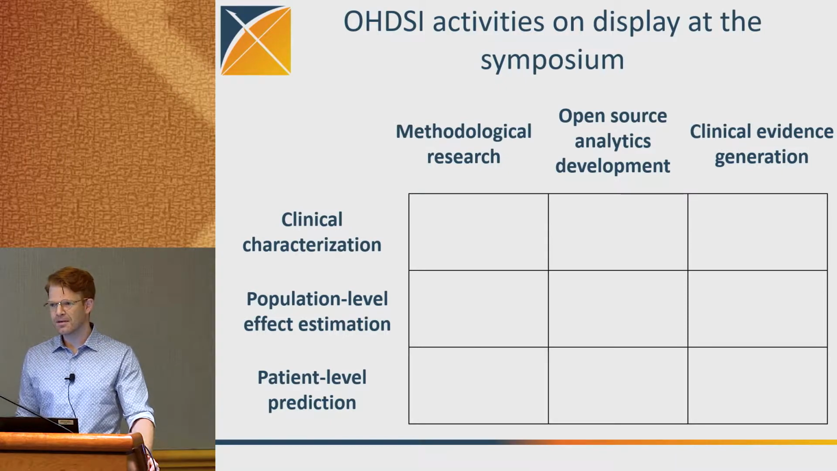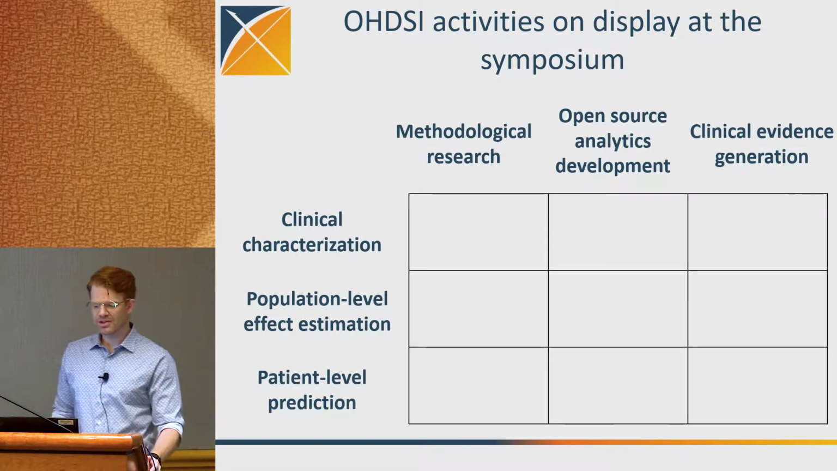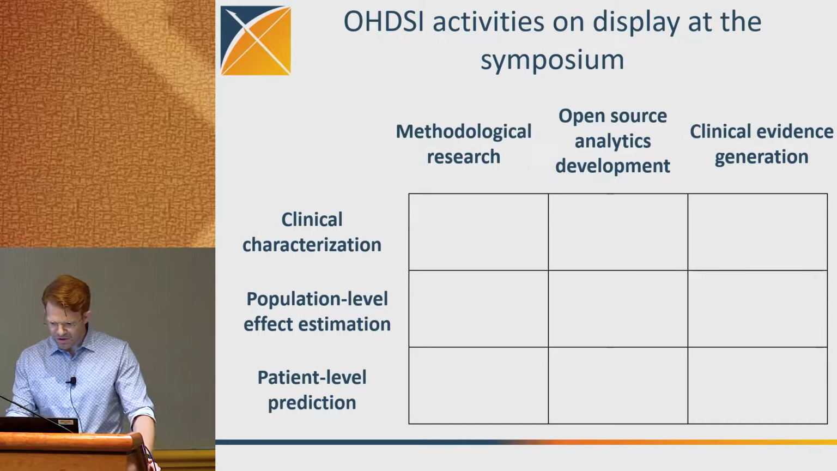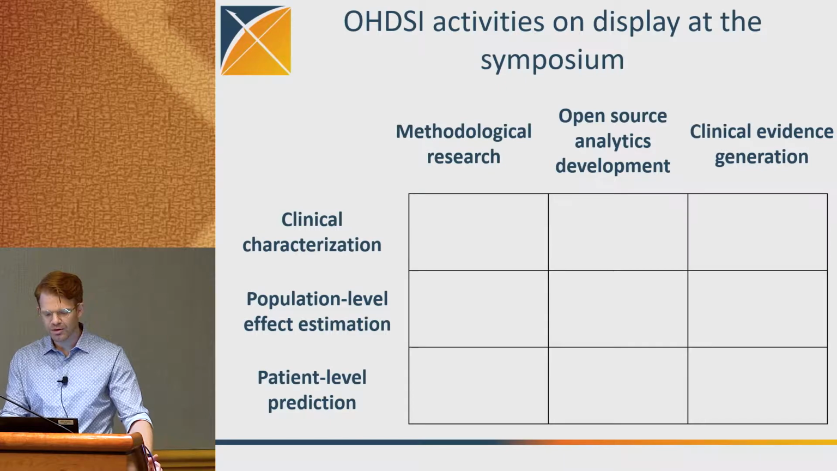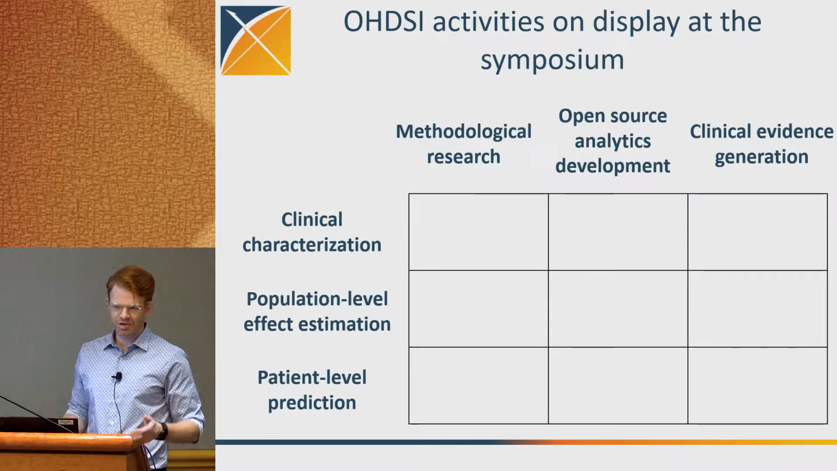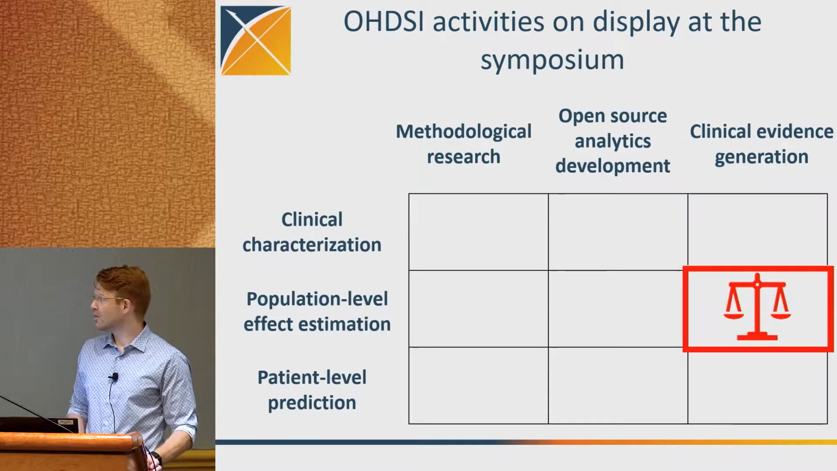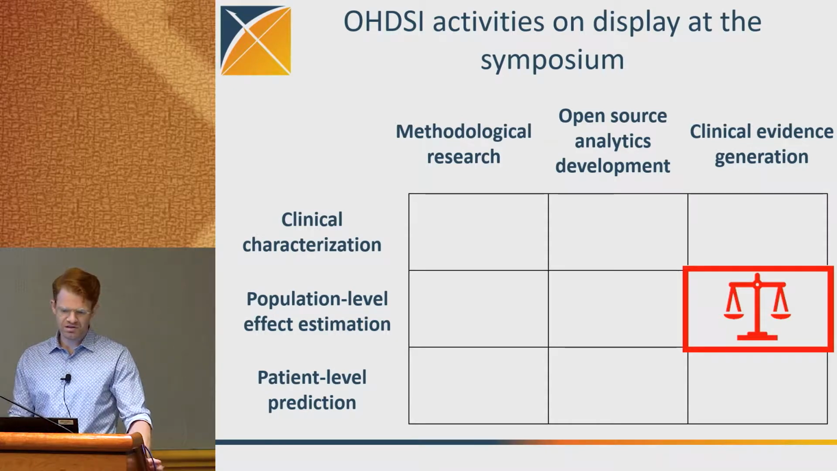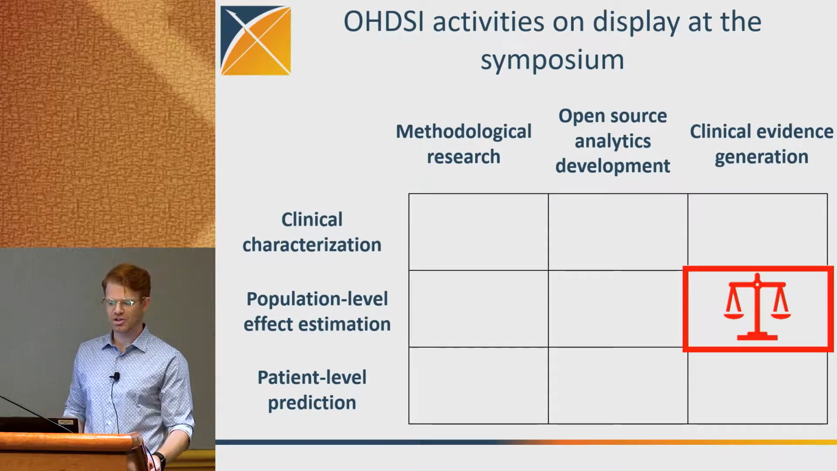And then all of these three use cases rely heavily on methodological research, establishing the scientific best practices and evaluating how well these best practices actually perform, and then the open source analytics is about encoding those best practices in software tools to make actually executing these things easy. And then lastly, there's the clinical evidence generation, which is sort of the end game of all of this. The point of it all is to generate useful evidence for patients and providers and all of the stakeholders that are involved. And so today, we are going to spend our time in this box of the matrix. We're going to use a population level effect estimation approach to generate clinical evidence.